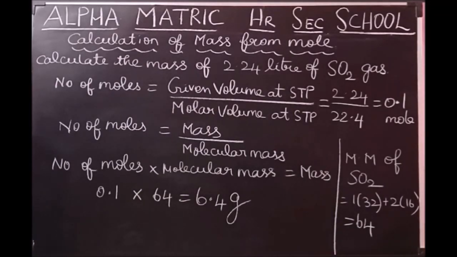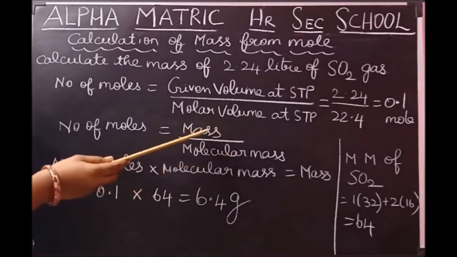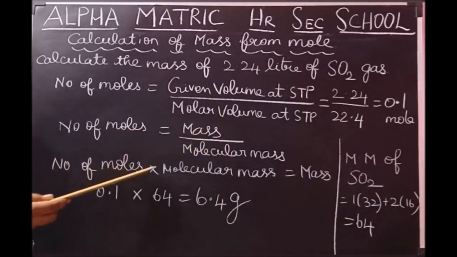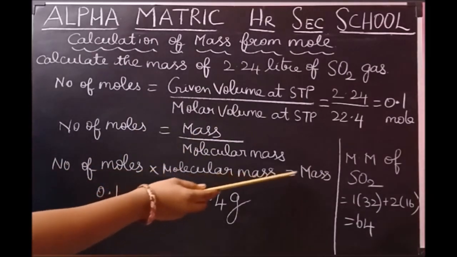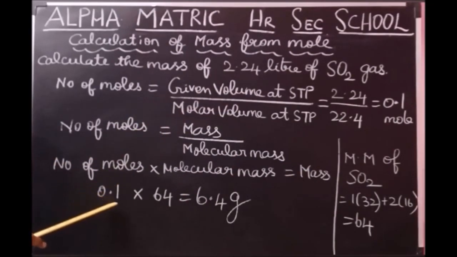Now, using this mole data, we are going to find the mass. If mass is given, what is the number of moles formula? Number of moles equals mass divided by molecular mass. We have to find the mass, so rearrange the formula: number of moles × molecular mass equals mass. The number of moles we found is 0.1.